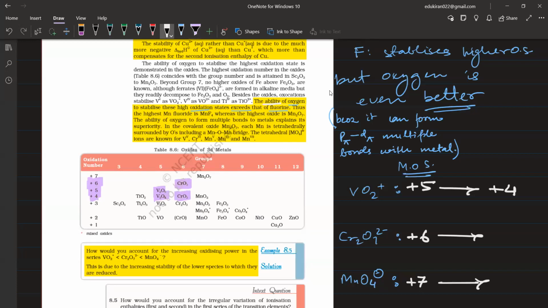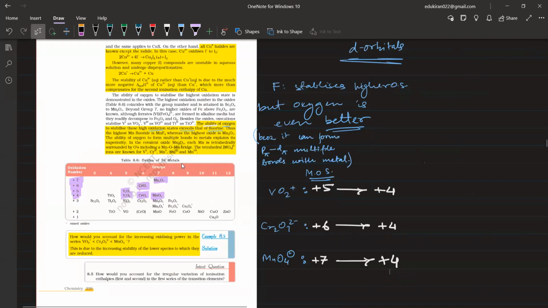And similarly, Mn was +7, but what is the next one for Mn? +4 only. Can all of you see that? Yes or no? Please tell me. Yes, sir. So in the next oxidation state, all of these can go even further down and be more stable, but the next one you have is all +4.